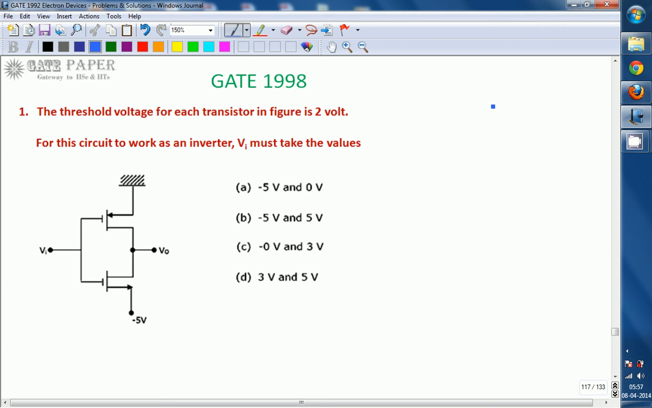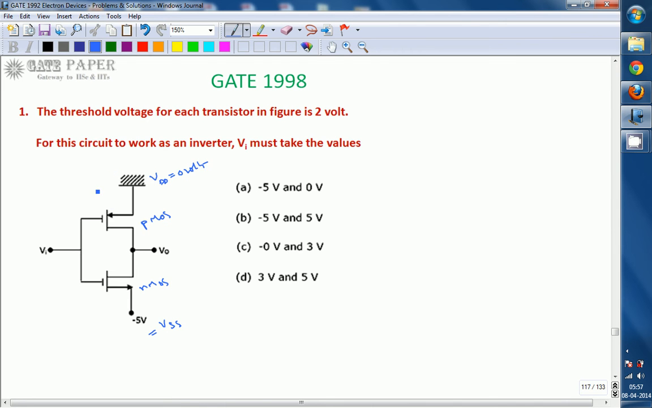It's a CMOS inverter circuit. The above one is a PMOS transistor and the below one is an NMOS transistor. This is VDD, let us assume it is 0 volts, and the other is generally indicated as VSS, which is minus 5 volts. So VDD is large compared to VSS. For NMOS, the drain will always be at a more positive voltage than the source. Source is connected at minus 5 volts, drain towards 0 volts, and 0 volts is larger than minus 5 volts.